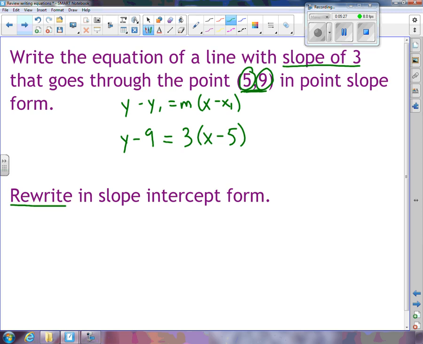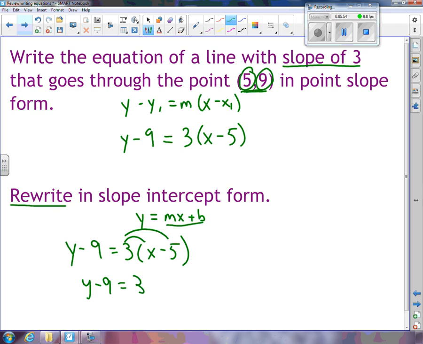All that means is to get the equation in the form y equals mx plus b. So I'm starting with y minus 9 equals 3 times x minus 5. If I want to get the y alone in the equation, I'm first going to distribute the 3. So I get y minus 9 equals 3x minus 15.